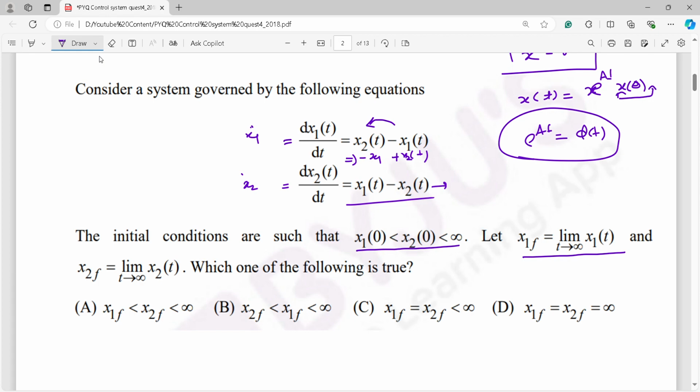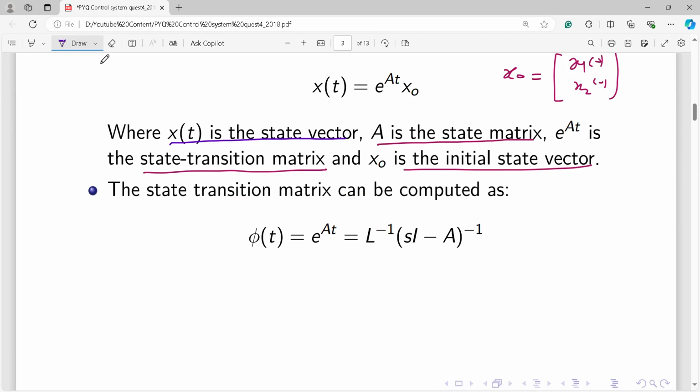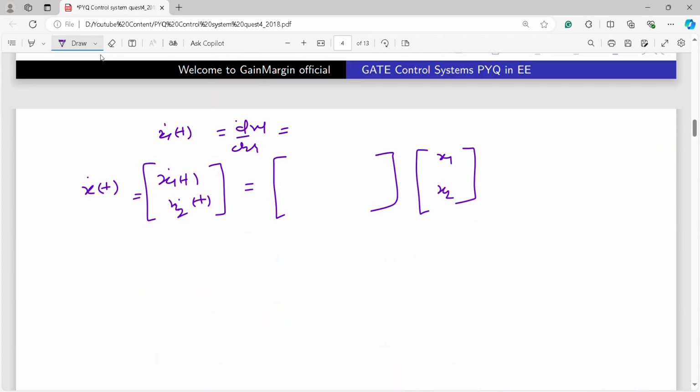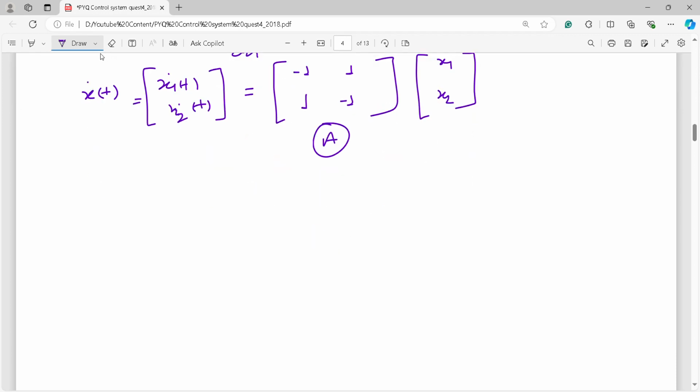So here this is -1, +1, +1, -1. All right, this is my A matrix. So our agenda is to find (sI minus A) inverse, the Laplace inverse. We need to find phi(t) here.